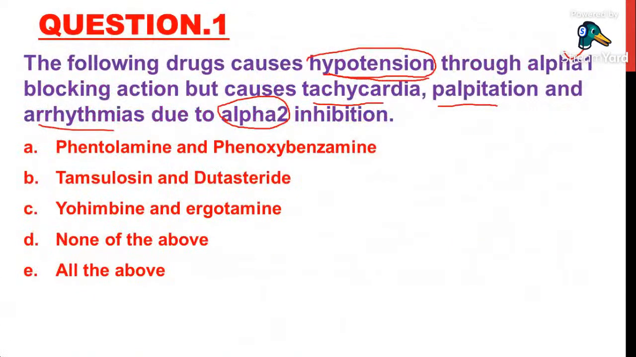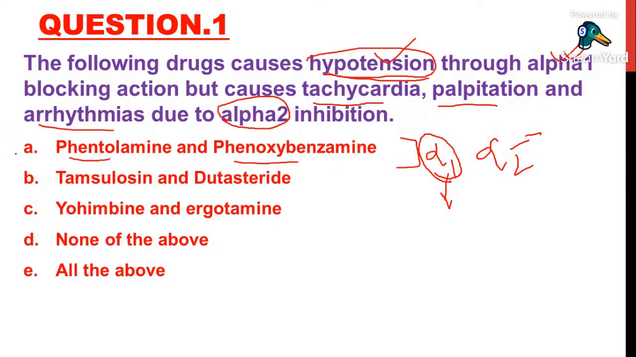Let's go back to the question. The question is asking: name the drugs which will cause hypotension due to alpha 1 activity and tachycardia due to alpha 2 activity. See, phentolamine and phenoxybenzamine are non-selective alpha blockers. They will block alpha 1 and alpha 2. By blocking alpha 1, it will cause hypotension, and by blocking alpha 2, it will cause tachycardia. So the first option is the correct option.